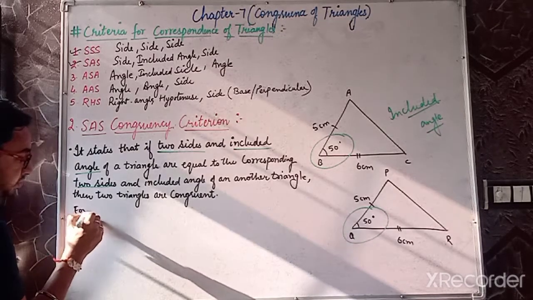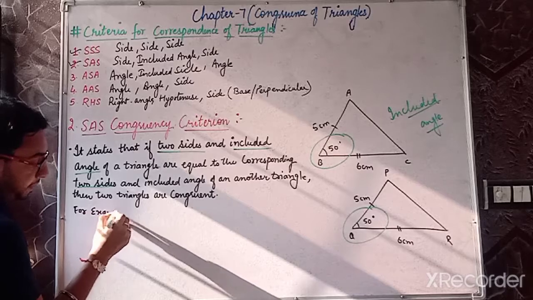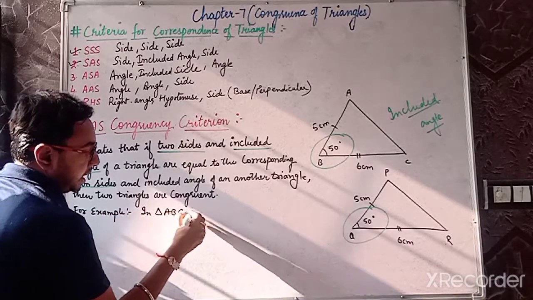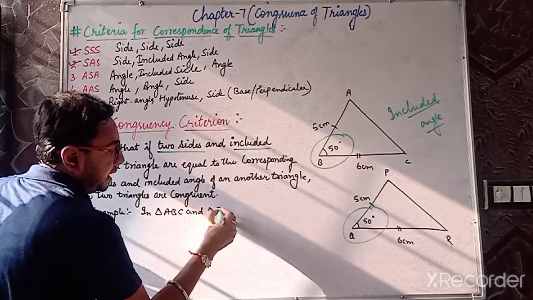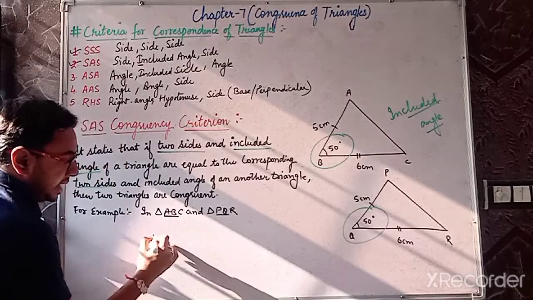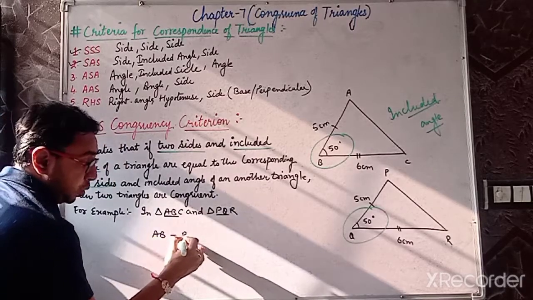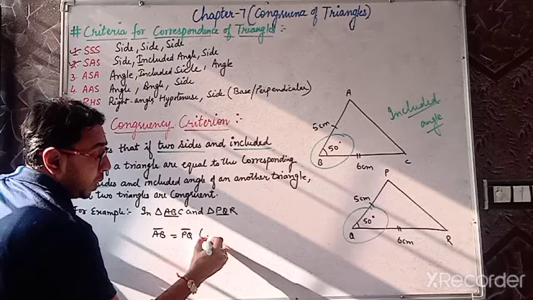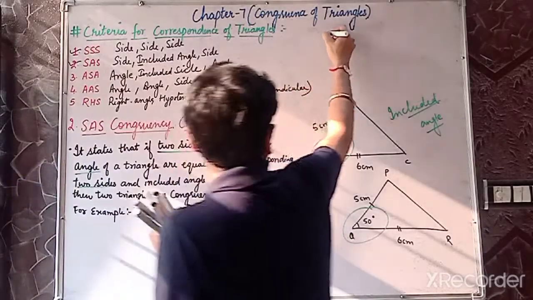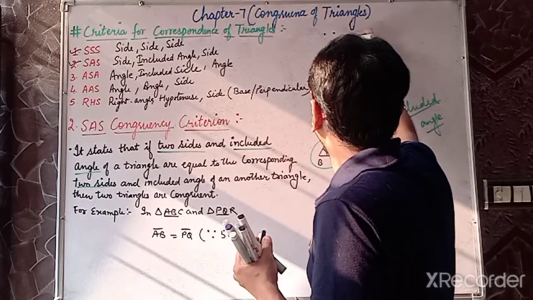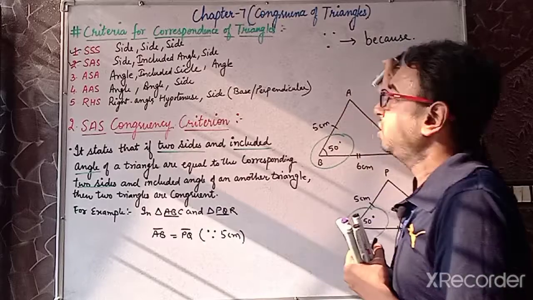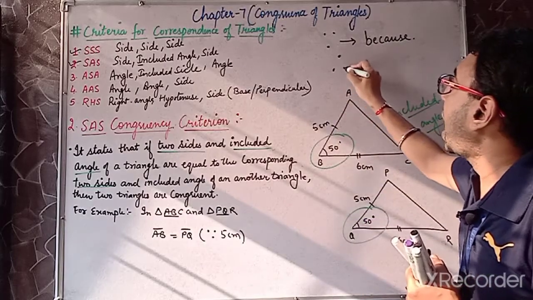For example, if I talk about triangle ABC and PQR, can I say again corresponding parts will take AB corresponds to PQ and they both are equal also. Why? Because both are 5 centimeter. I told you the difference also, no? This sign means because. In mathematics we write because like this, and this means therefore.